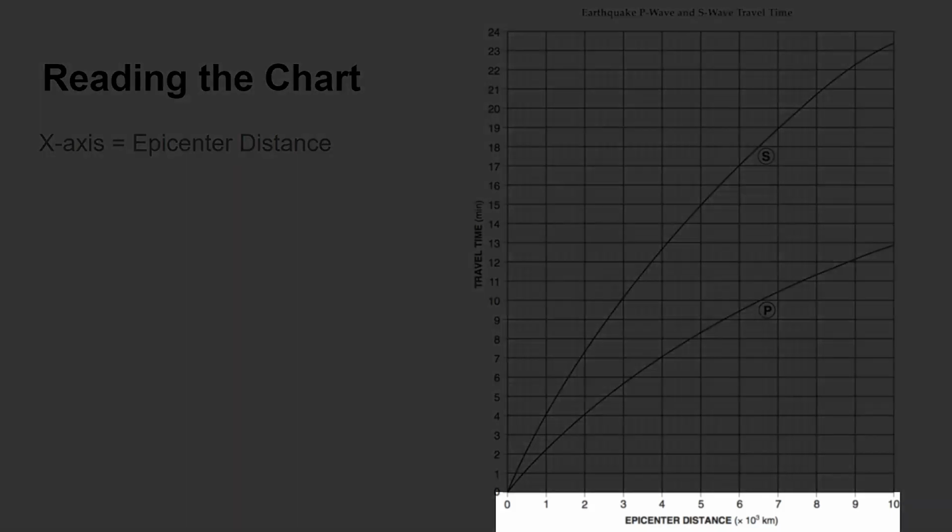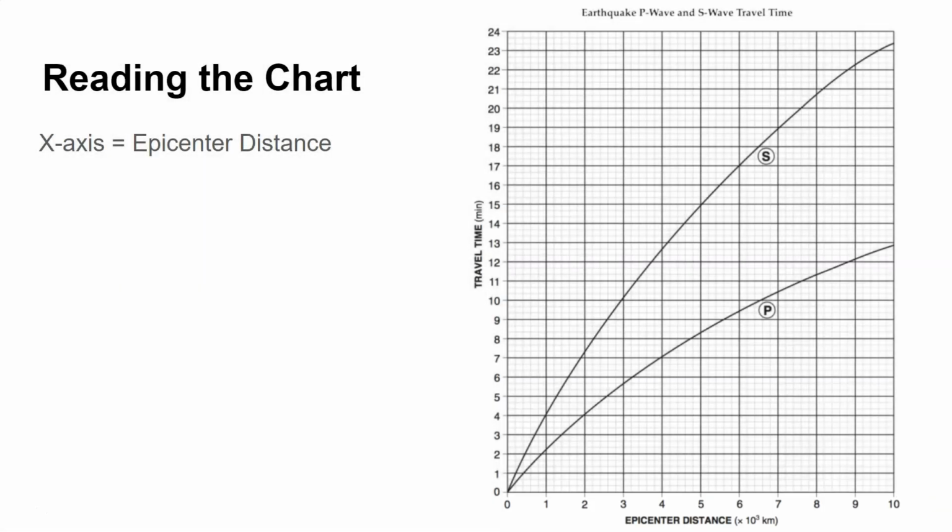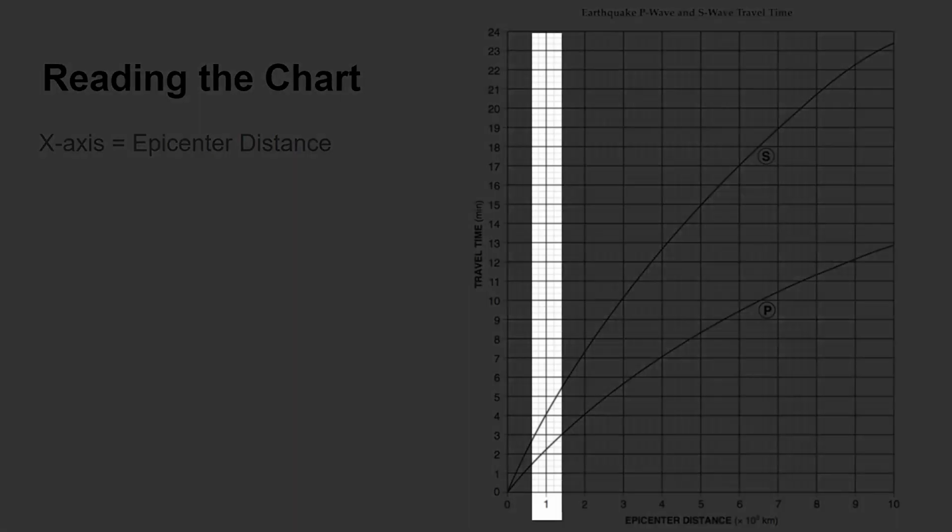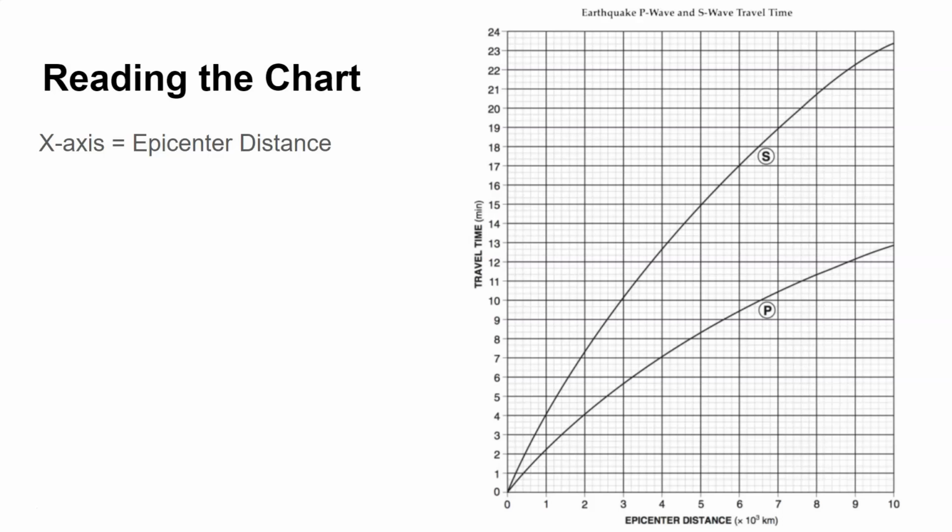Notice that this is in scientific notation, so times 10 to the third means that you're going to add 3 zeros or multiply each number you see here by 1,000. So this first bolded line is 1,000 kilometers away from the epicenter, 2,000 kilometers away, 3,000 kilometers away, and so on and so forth. The other important piece of information is to know that each vertical line is 200 kilometers apart. So, knowing that, we can round to the nearest 100 kilometers fairly easily.